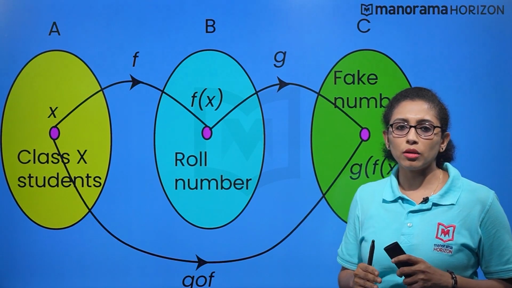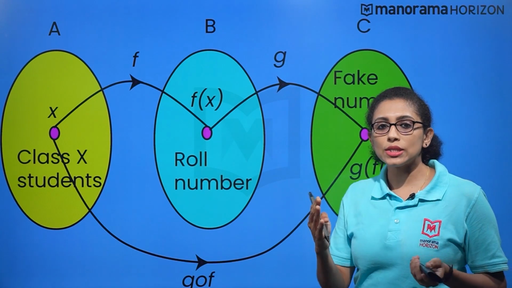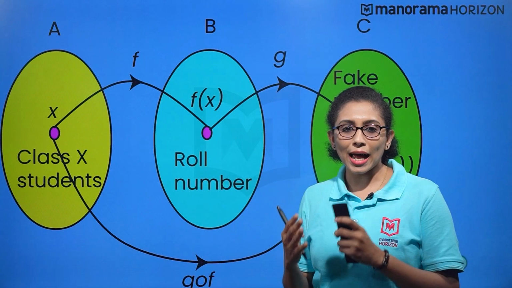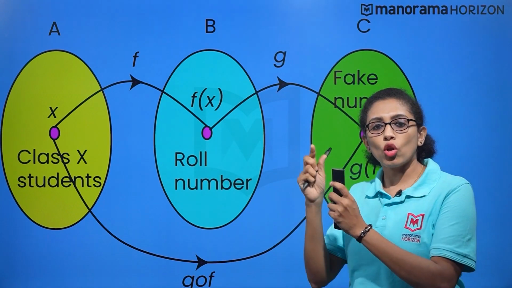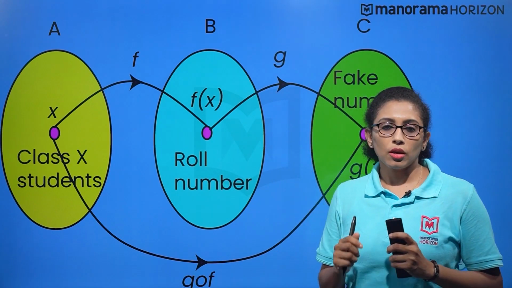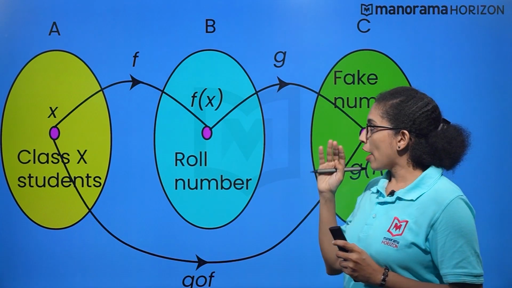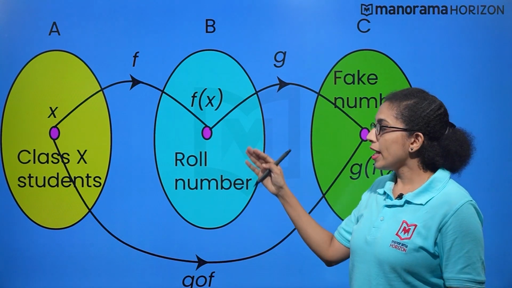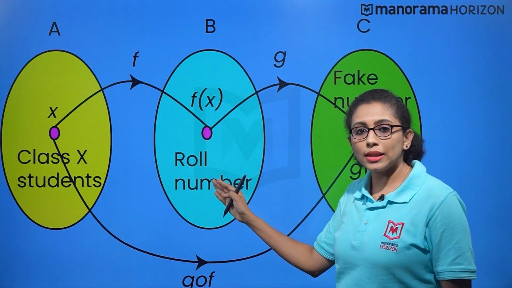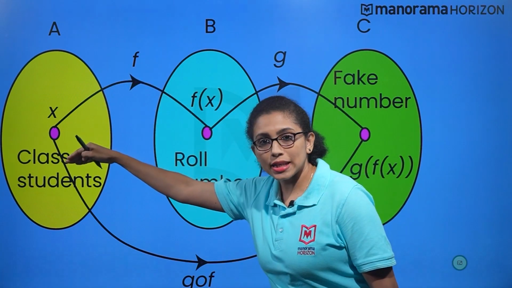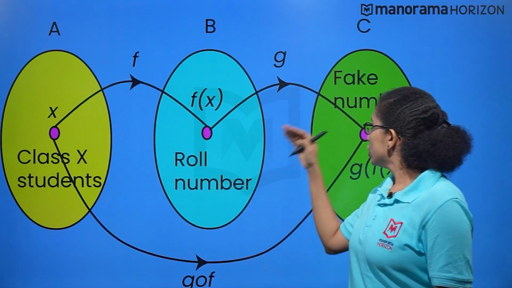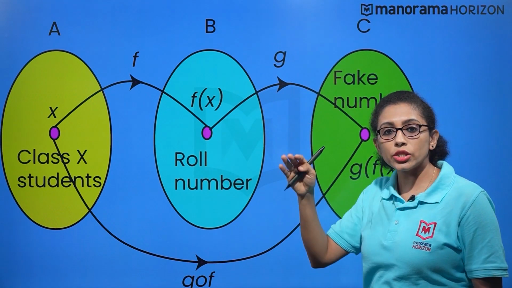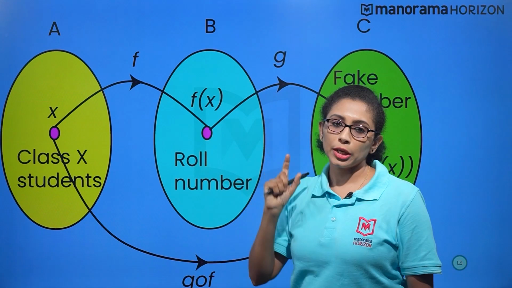Now what is this fake number? In the board exam, all students write their roll number on their answer sheet. To maintain confidentiality, the board arranges a fake code for all the roll numbers. Then the two functions f(x) and g(x) arise, where f(x) is the roll number that is assigned to the students in set A, and g(x) is the fake code number that is assigned instead of the roll number in set B.